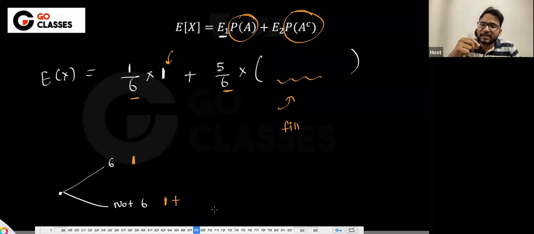So you are basically restarting your process. I mean, you are rolling something. You got, let's suppose, 5. So was that 5 of any use? No use, right? You are again restarting your process.